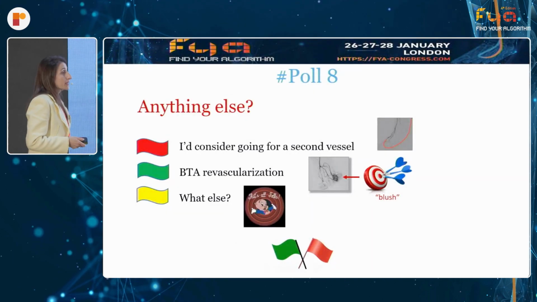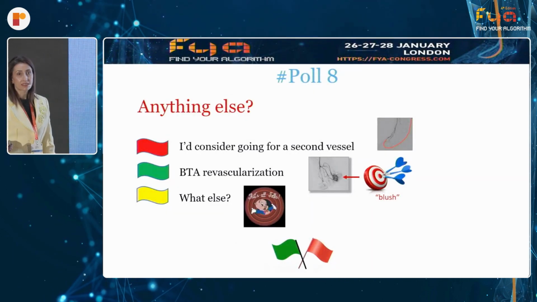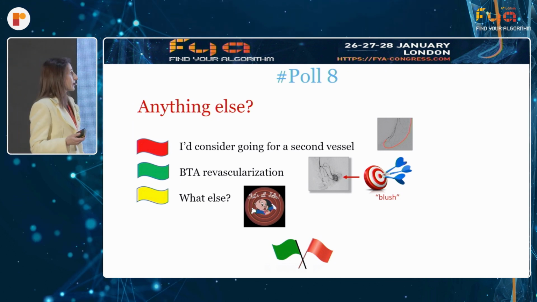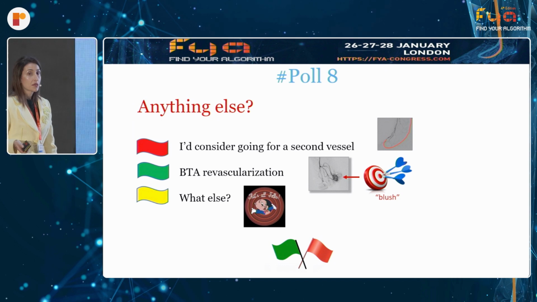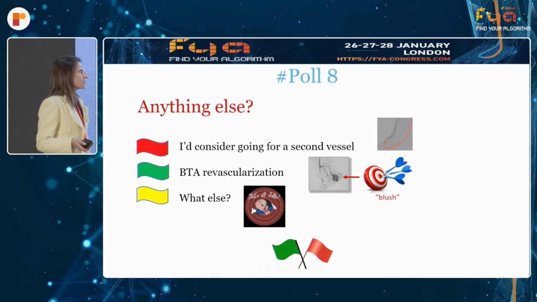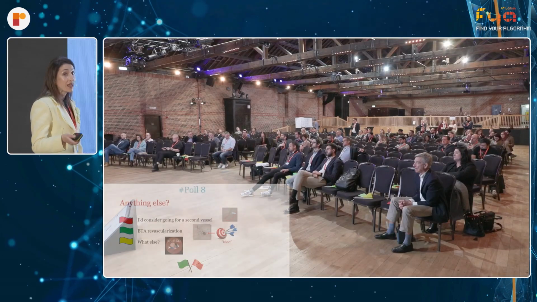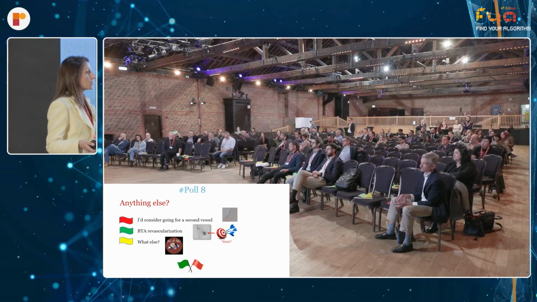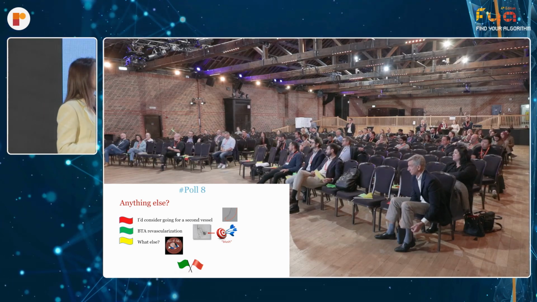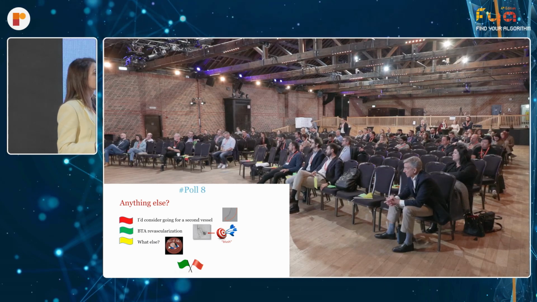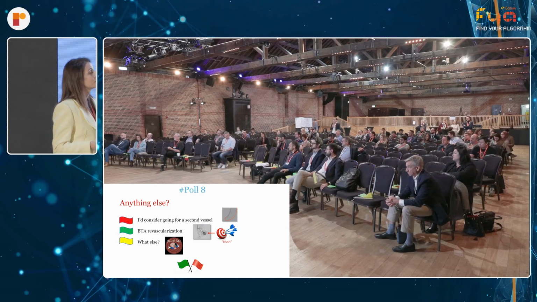So anything else? Do you think the patient needs anything else? Would you consider going for a second vessel, maybe for BTA revascularization, looking for blush at the level of the wound? Or that's all, folks, we don't need anything else? Remember that the first picture of the foot is horrible, isn't it? Because that's something important to remember.